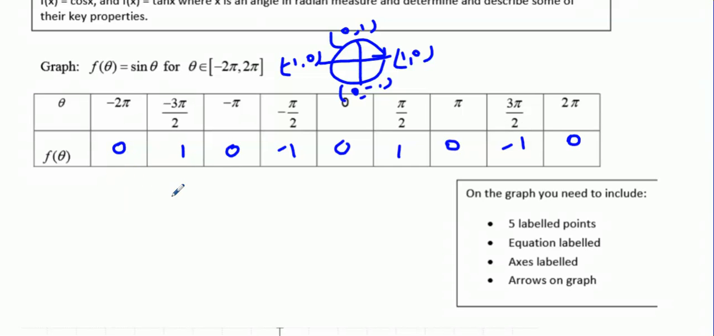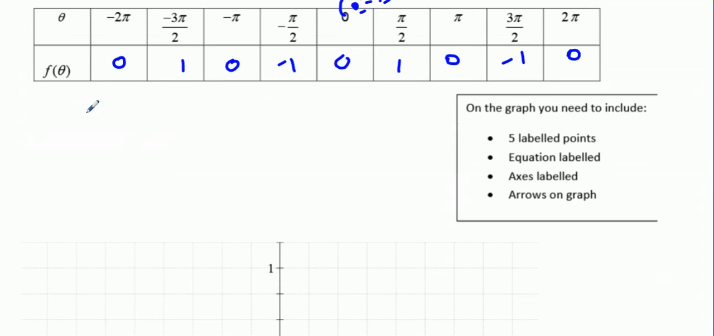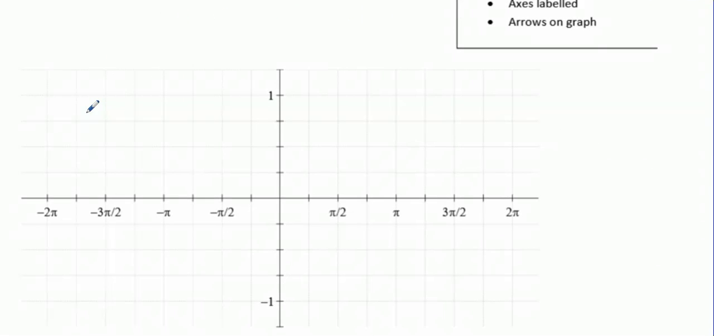Okay? So I've got my table of values, and then I can graph this. So negative 2 pi is 0. When we graph this, we're going every quarter of the period. The period of the sine graph is 2 pi. So every quarter of that, which is every pi by 2, we are going to plot a point. So here I go.